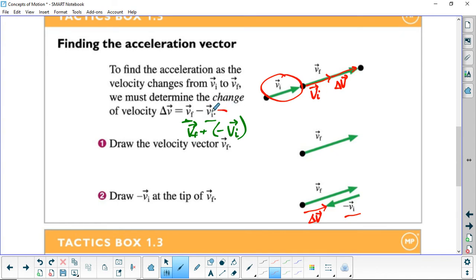Make sure you get some practice with this. And in your packet, spend time working on this. It has you color code it in that section on linear acceleration. Really be specific about doing this step by step, drawing your final velocity vector first. Don't change anything with it. Flipping over your initial velocity vector and drawing it tip to tail, and then the resulting vector is the delta v. Now, how do we get acceleration from that?